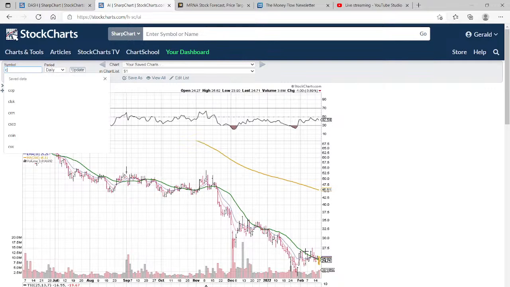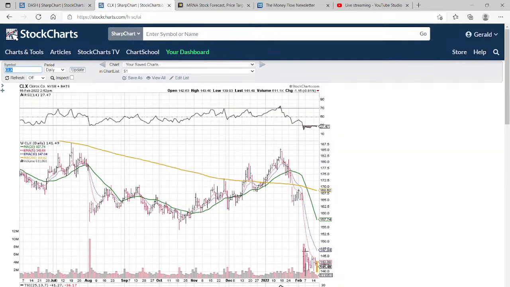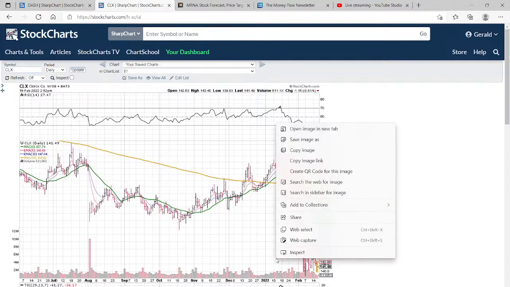CLX is probably on a lot of people's watch list because it's a bread and butter trade, and I like it here, man. So if you're not in Clorox and you want to be in Clorox, this is when you start to buy it, man.